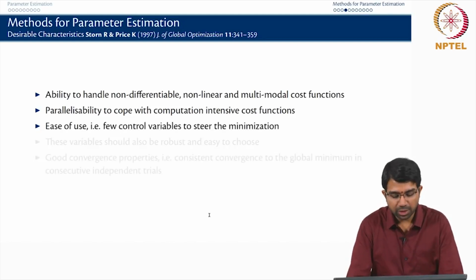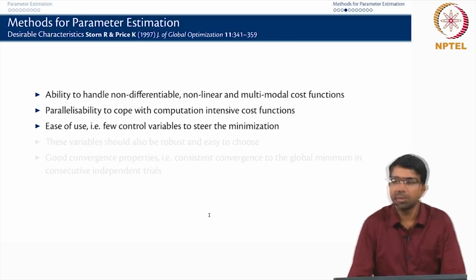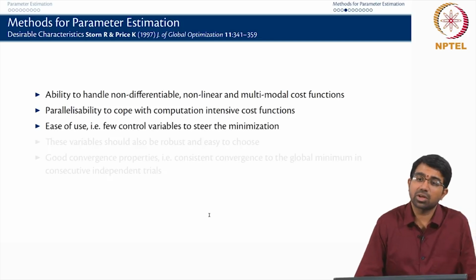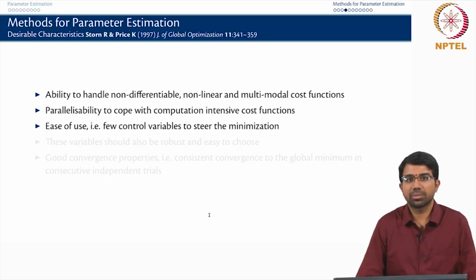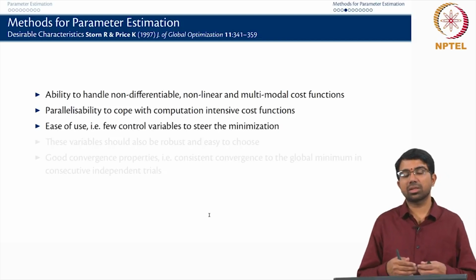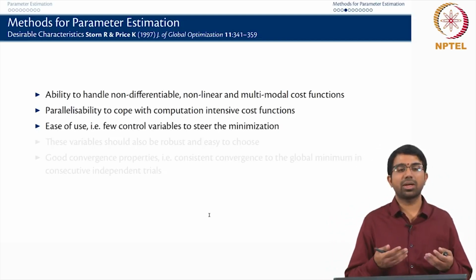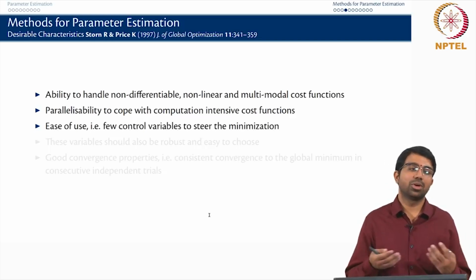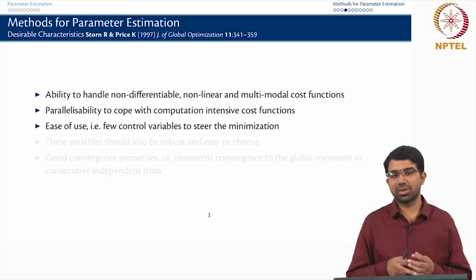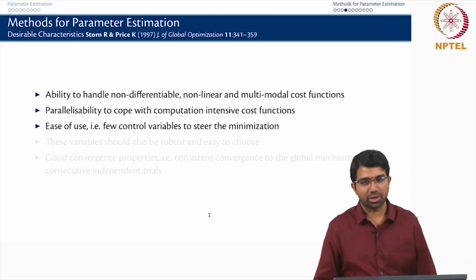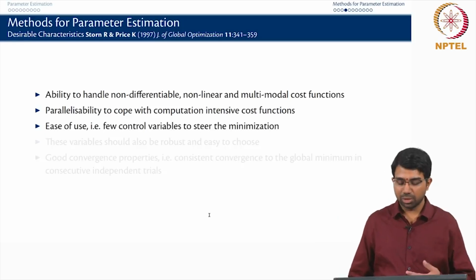Ease of use, meaning you need few control variables to steer the minimization. What are these? These are what one would call hyperparameters. They are parameters of your estimation algorithm. Your estimation algorithm itself will have certain parameters. For example, in a hill climbing algorithm, your parameter will be how many random searches should I do, or how many initial places from which I should start. Although that is not the best example, you will see better examples for hyperparameters when we look at more complex algorithms.